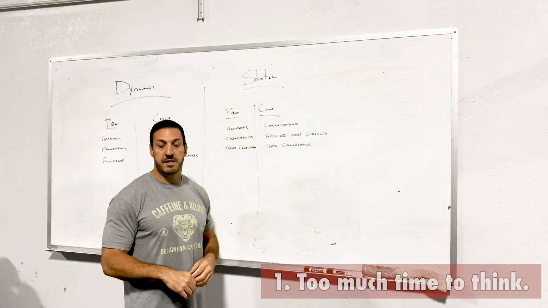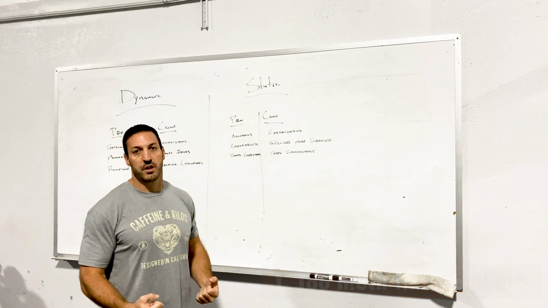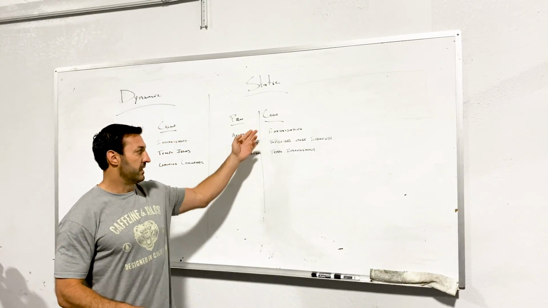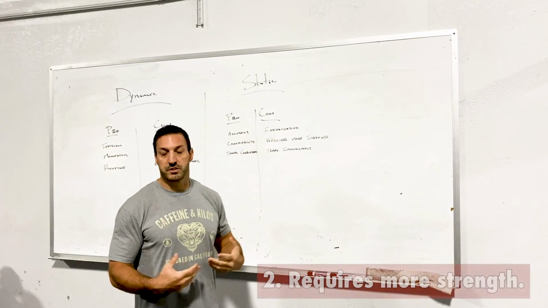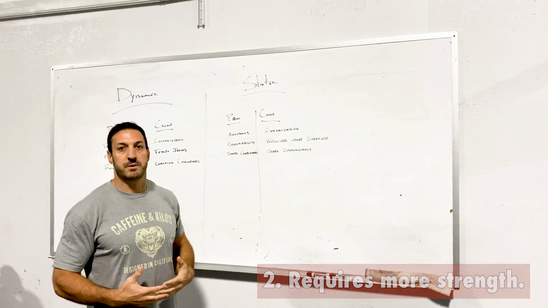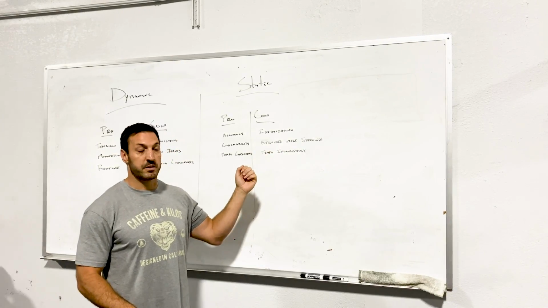Cons, it can be intimidating. So as you start from that static position, it's a little more nerve-wracking because you don't have any momentum to break the bar from. And as a result, it requires a little more strength. So, being able to hold those isometric positions and being able to push to the floor is going to require a little more strength than a dynamic start.